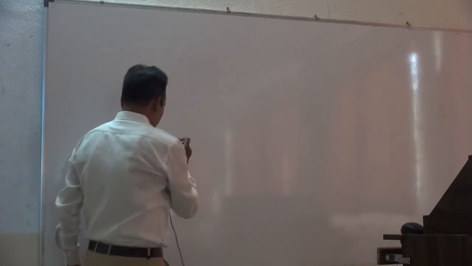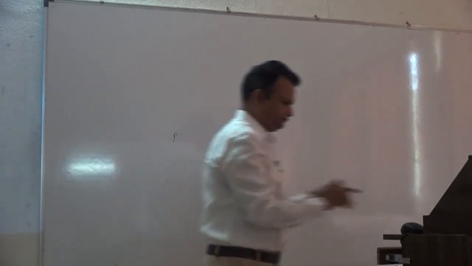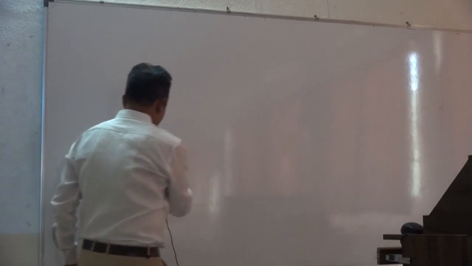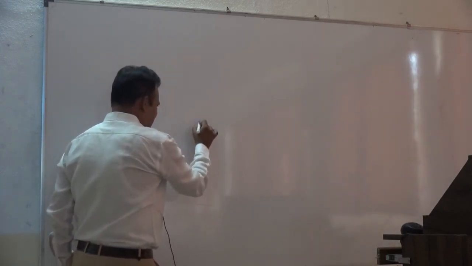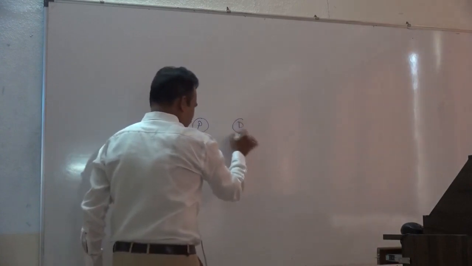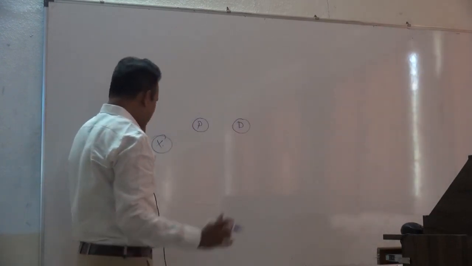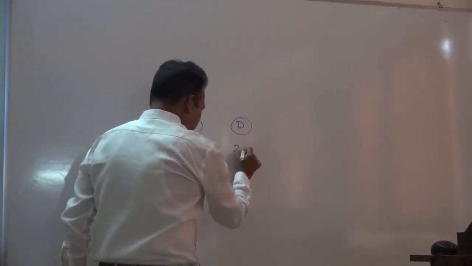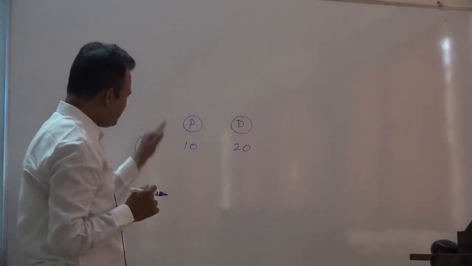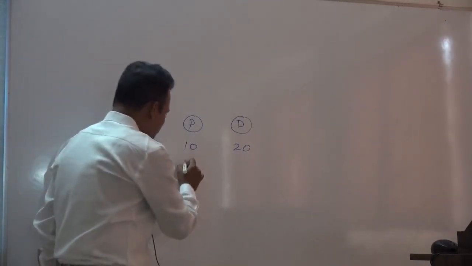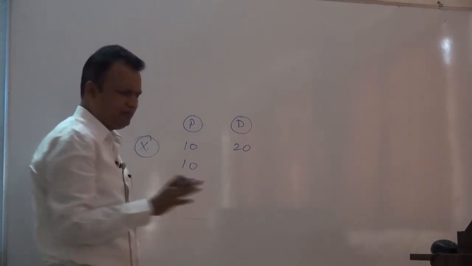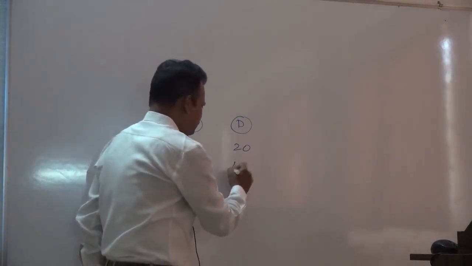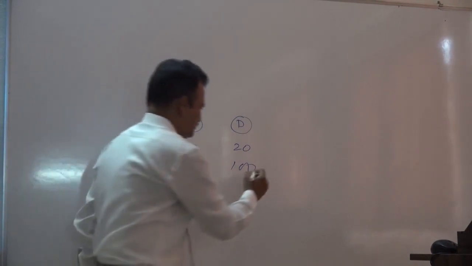Suppose the price of commodity X is this. Price of product X, P represents price and D represents demand for commodity X here. When the price is 10, at that time the quantity of the commodity demanded is about 20 units. If the price is again 10, there is no change in price level, price is constant. At the same price level, the quantity of the commodity demanded is 100 units.